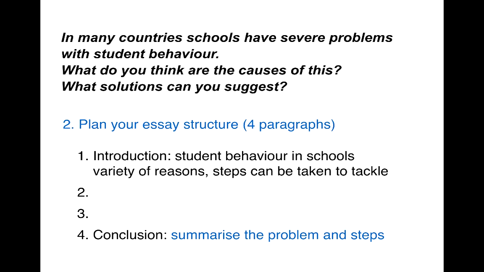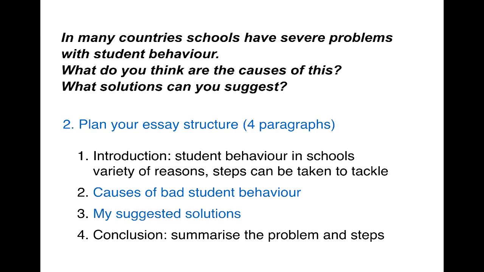Just moving on to paragraphs 2 and 3 now. In paragraph 2, we'll put the causes of bad student behaviour, of course, and then we'll, of course, have the suggested solutions. And that's the structure. The third and final step of planning is plan ideas for the 2 main paragraphs. We'll spend about 3 minutes on each one. And that's what we'll do now.